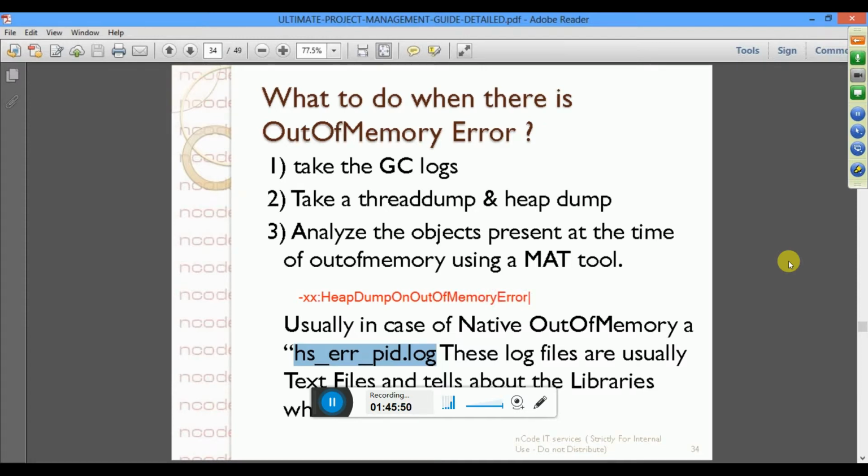When you have this error, the first thing this option does is it takes a heap dump. So let's say now there is out of memory. When there is out of memory, it takes a heap dump automatically. Then it generates an hs_err_pid log file, so that if there are multiple out of memory errors, each one gets a different log file with a different process id.